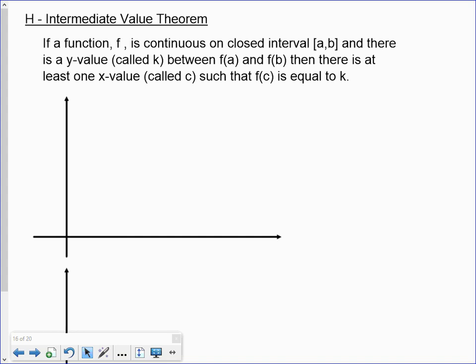So the intermediate value theorem is the first one we're going to encounter. We're going to take a look at sort of an explanation of what the intermediate value theorem implies and how you can use it to solve a particular kind of question.